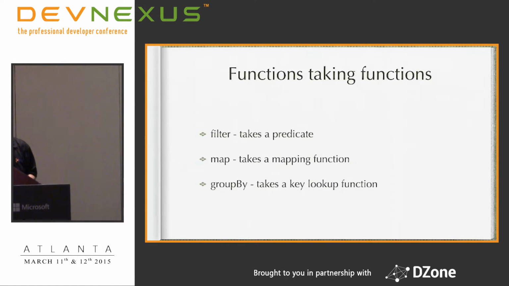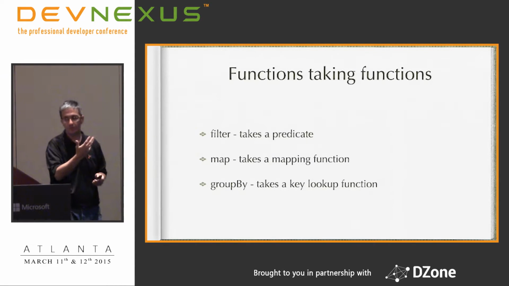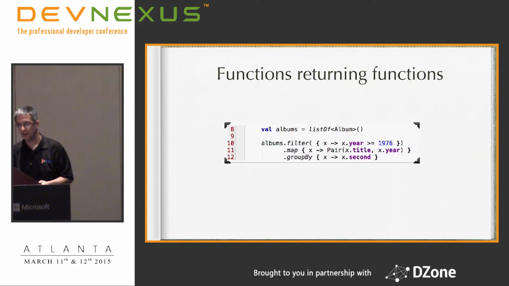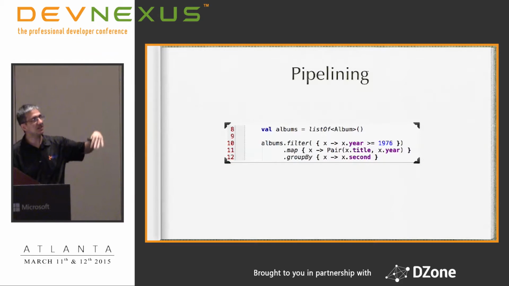That's all it is. So we have functions that take functions, such as filter. We have functions that take a mapping function, which takes one function that maps one input to an output. We have functions that do a lookup or a group by and things like that. We have functions that return functions. So here I have a function filter that returns, in this case it doesn't return functions, but I have filter, map, group by, and all we're doing here is basically just pipelining.